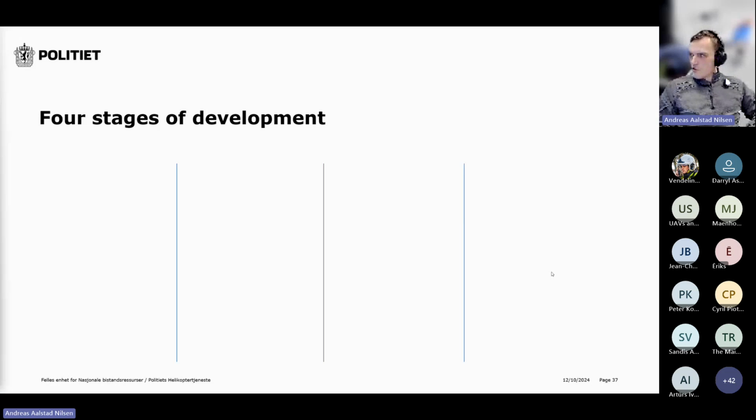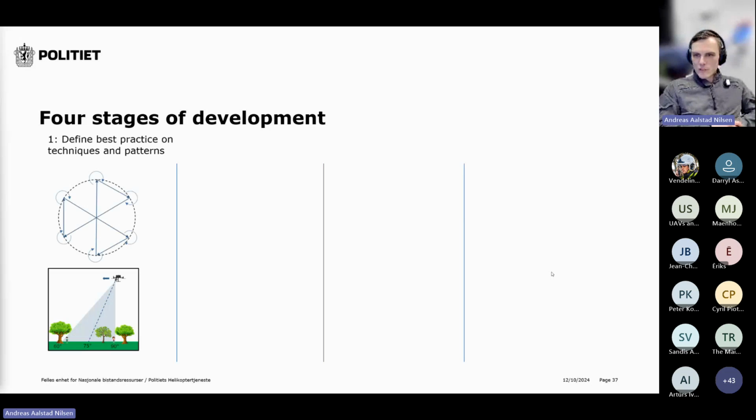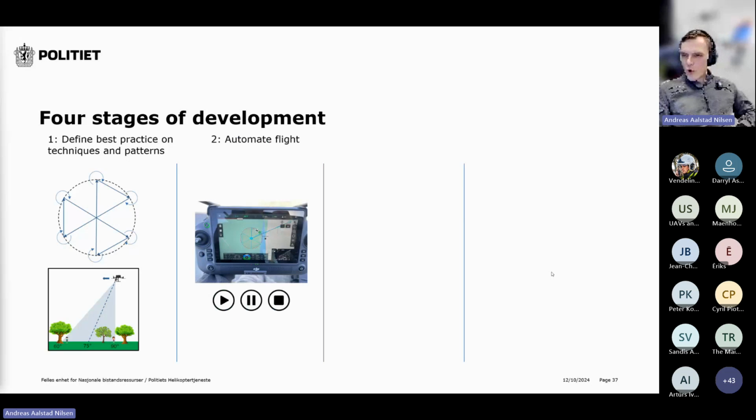We see in the future that we need to keep improving. We want to do this job even more efficiently, and we see 4 stages of development that we wish to complete. The first one is to define best practices on search techniques and patterns, and this is what we are trying to do with this curriculum that we have talked about today. And then we want to automate these patterns so that the drone pilot doesn't have to fly and can concentrate only on doing the searching job.